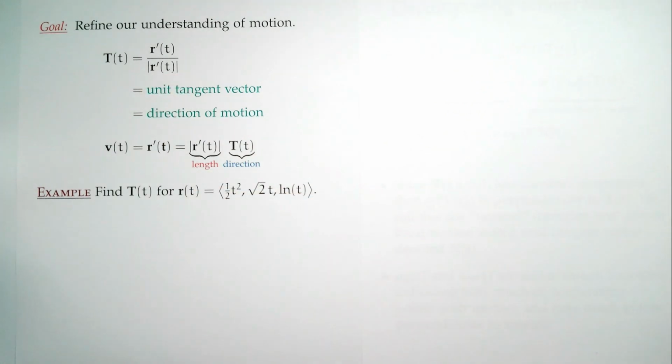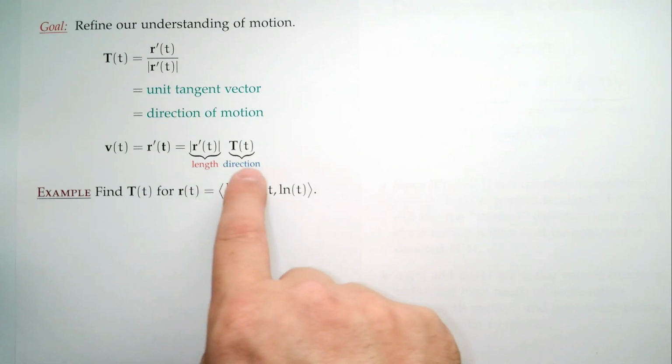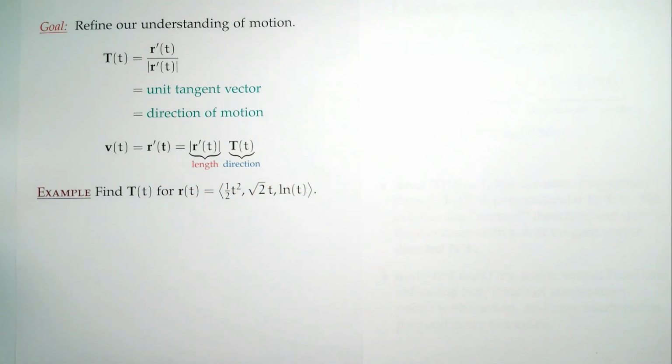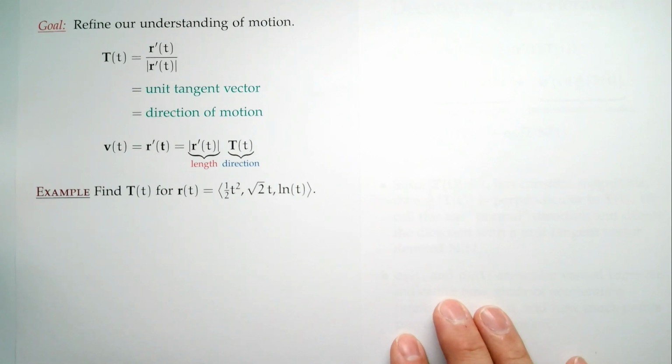It has length 1. So when we think about what this represents, this captures the direction of motion because it has the same direction as our derivative, and because we make it a unit vector, unit vectors represent direction. So that captures the direction of motion. Now, what we can do is go back and ask, what is velocity then? Velocity is a combination of length and direction. Every vector can be written as a combination of the length, or the magnitude, and the direction that you're going. So let's do an example.